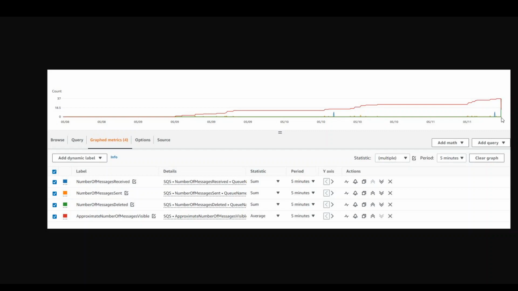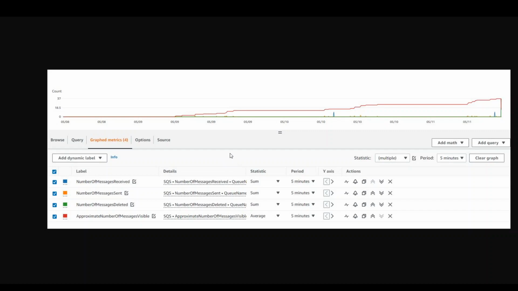So as soon as the issue was resolved, the queue was already working fine. So this red line came down. It means that the number of visible messages in the queue dropped. The green line went up, which means the number of messages which were consumed and deleted in the queue went up, and all was fine. And when the queue is working fine, normally the values of received and deleted are the same, because the messages being sent are being consumed with received and deleted.